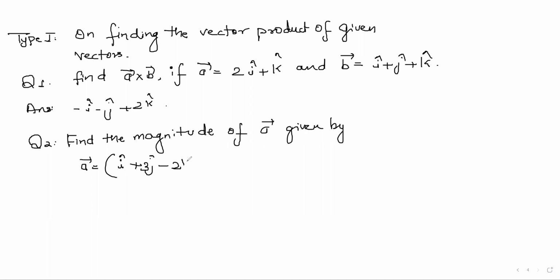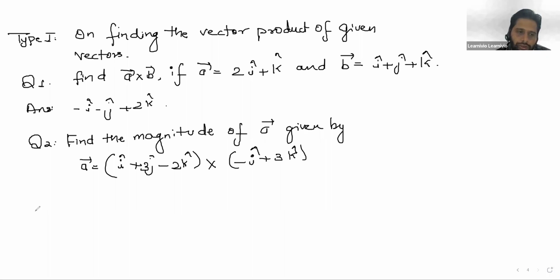Question 2: 3j cap minus 2k cap cross product minus i cap plus 3k cap. Okay. So everyone please solve this question. In the meantime, I will solve question number 1.